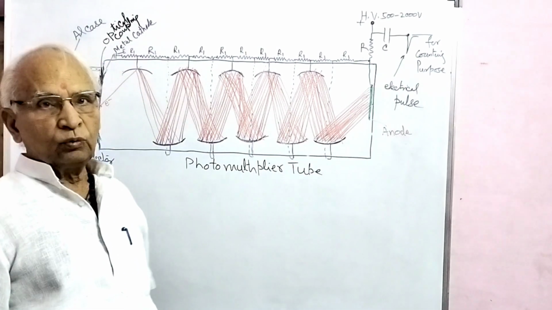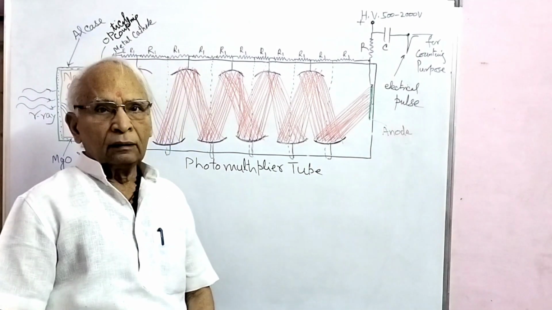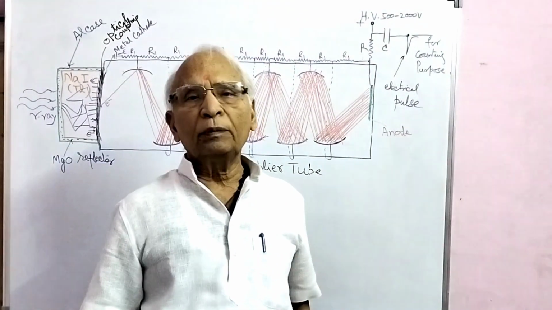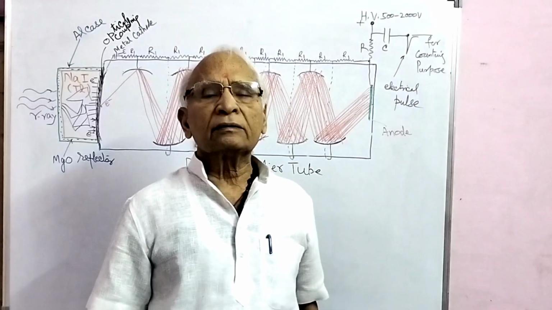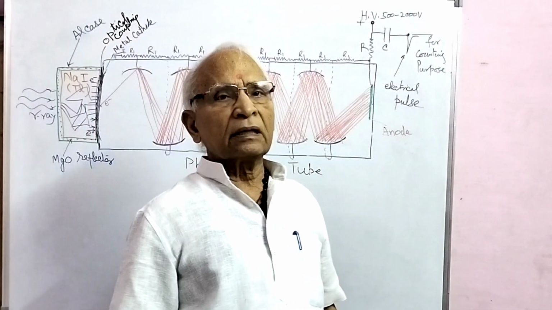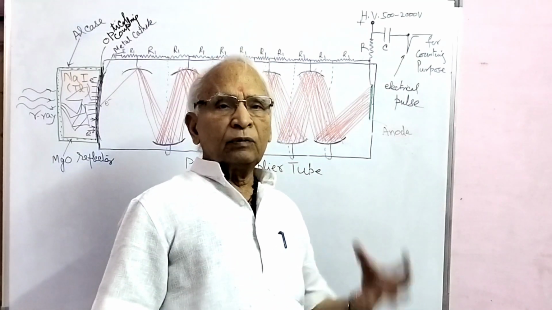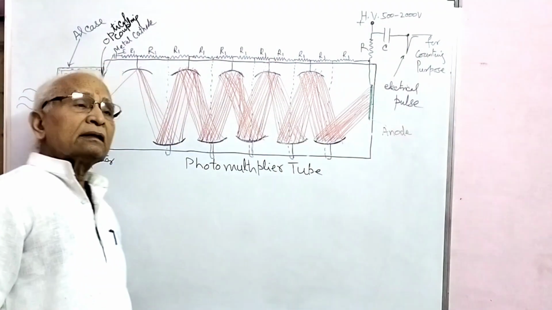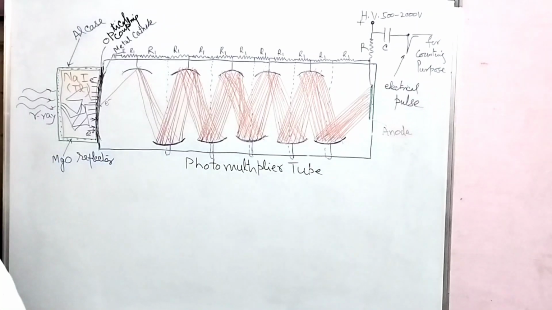Hello friends, we are again here today to discuss our gamma ray scintillation spectrometer which we started yesterday. I gave you a block diagram of the gamma ray scintillation spectrometer, in which the first part I explained was the scintillator, or the sodium iodide crystal.